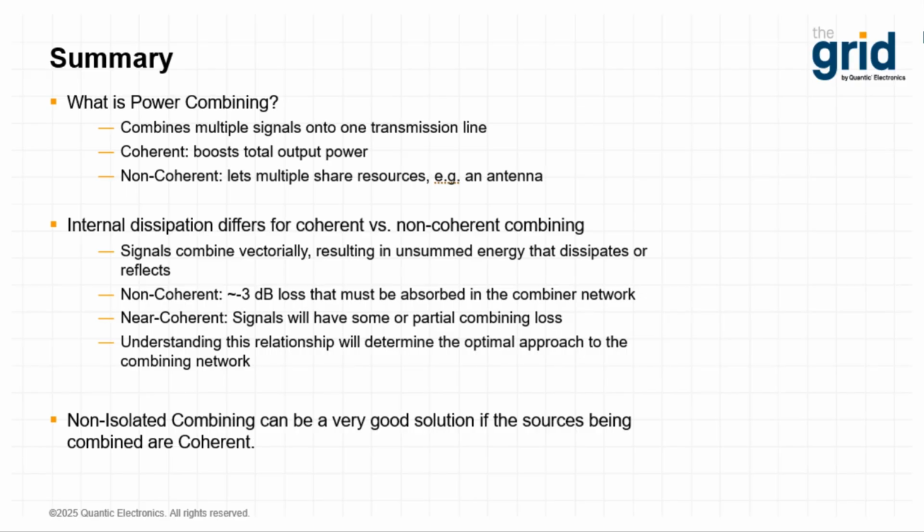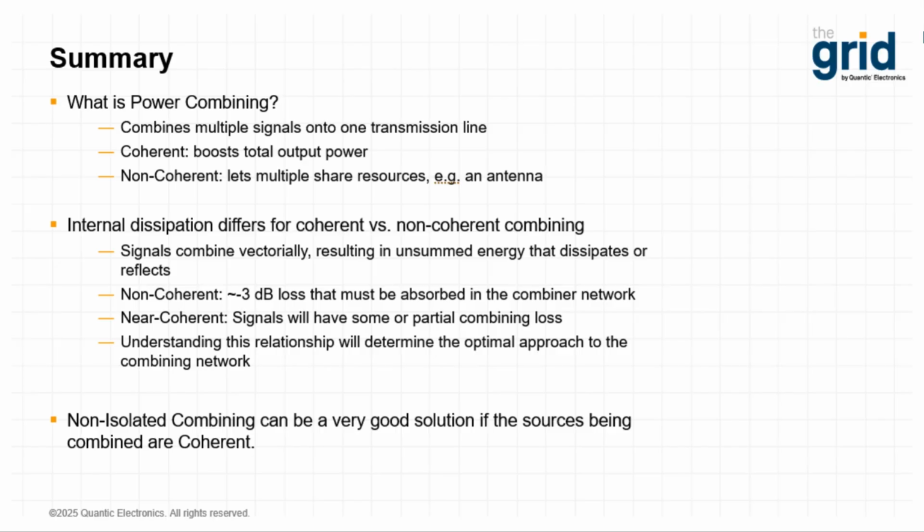So as a quick summary, what is power combining? Power combining combines multiple signals onto one transmission line. If you're having coherent signals, those things will add and your total power will be boosted. If it's non-coherent, then some of that signal will actually be dissipated in other ways. But that does allow you to share multiple resources, for example, multiple radios up onto a single antenna.